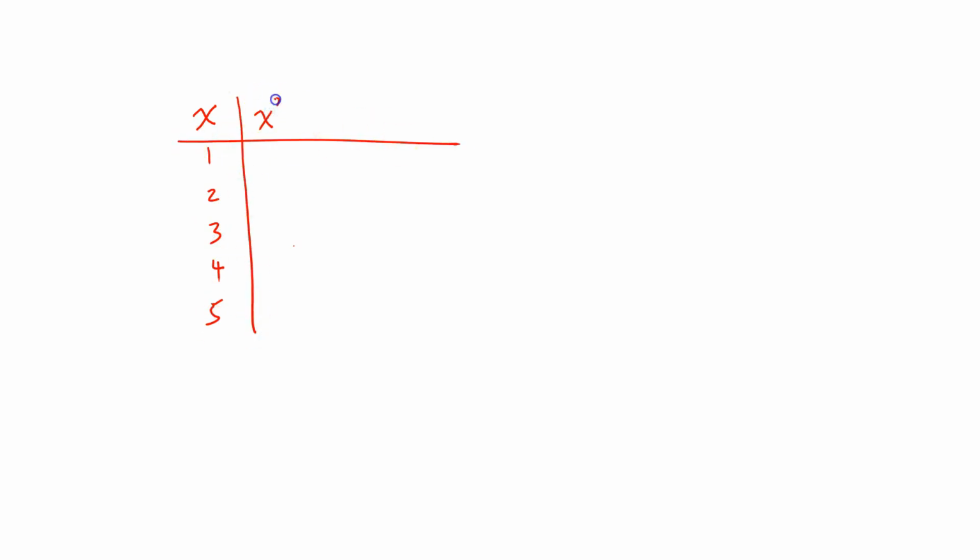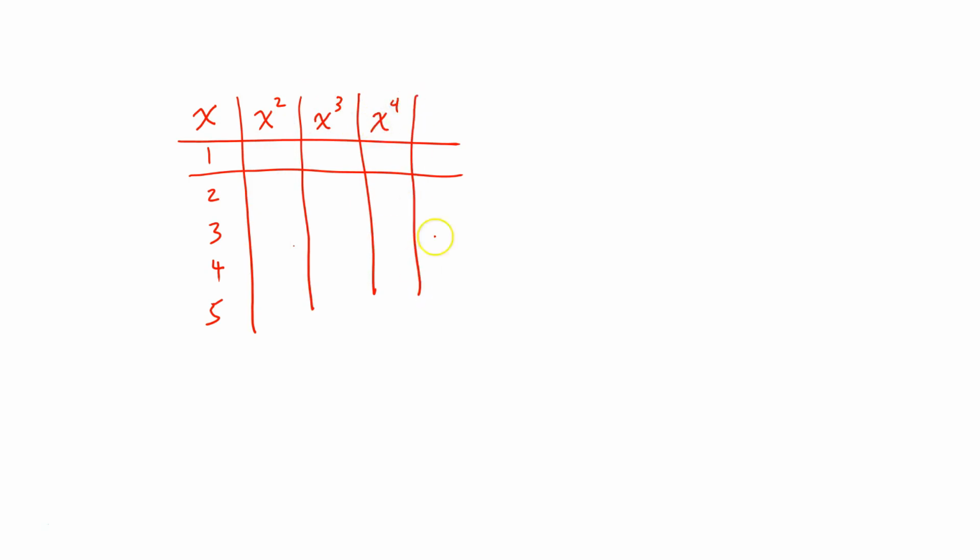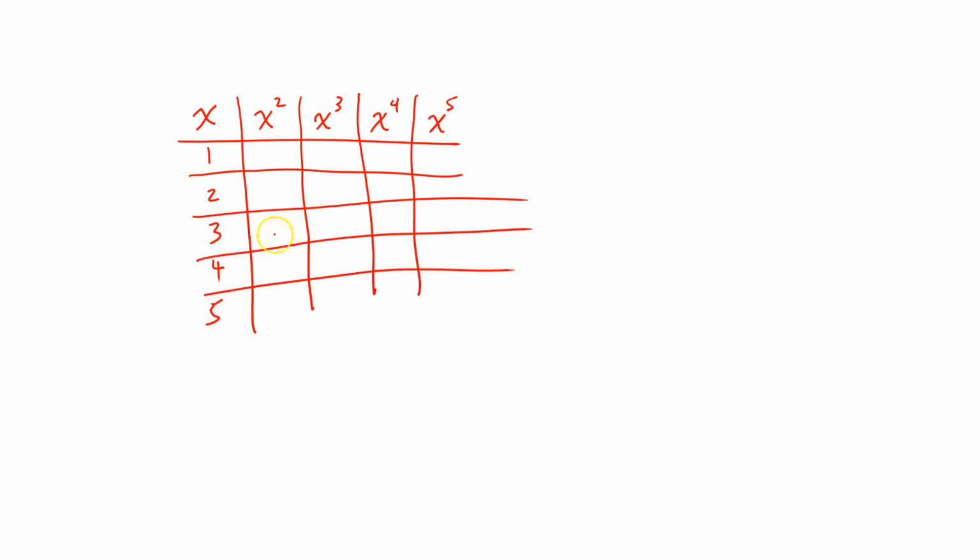So one thing that might be helpful to you is at the start, just make a quick table where x is 1, 2, 3, 4, and 5. Then go ahead and put in x squared, and x cubed, and you need to go all the way out to x to the 5th. So we're going to square 1, and then square 2, and square 3. 2 squared is 4, and 3 squared is 9, and 4 squared is 16, and 5 squared is 25.